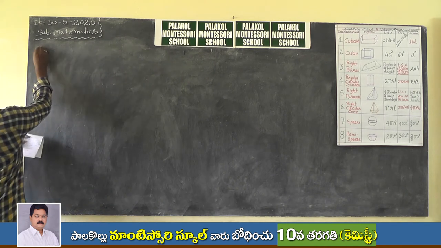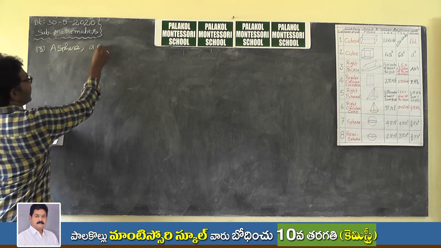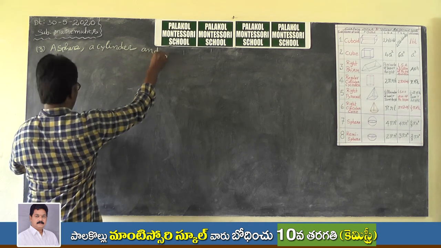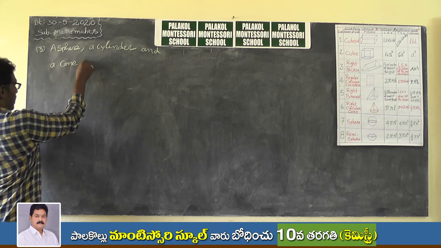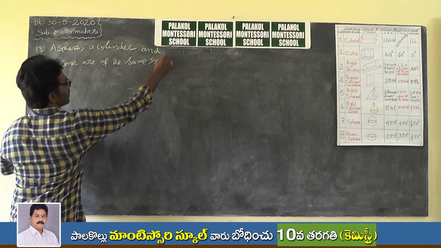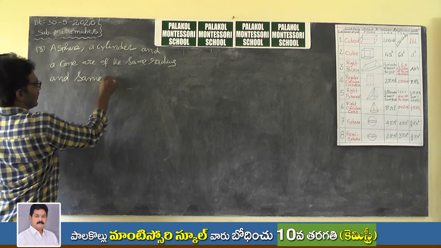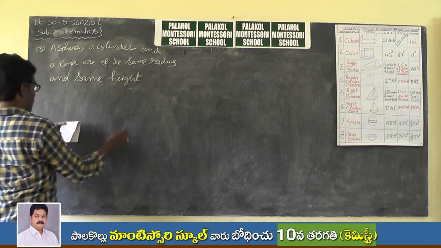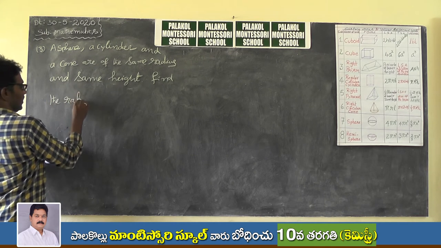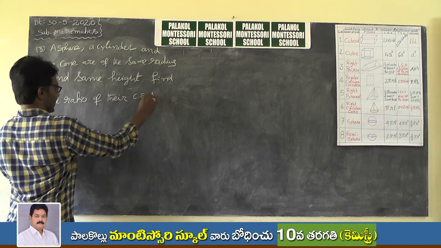Yes, third question. A sphere, a cylinder, and a cone are of the same radius and the same height. Find the ratios of their curved surface areas.